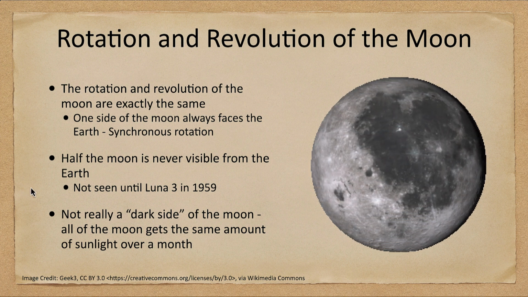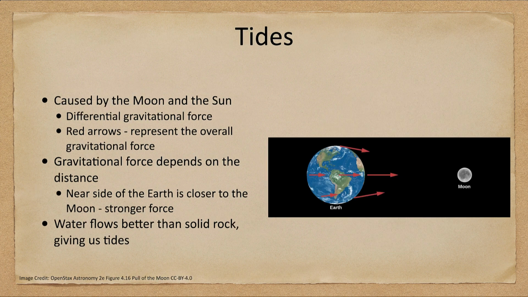Now, what else does the moon do? Well, the moon actually causes tides as well. They are caused by the moon and the sun, and it is caused by a differential gravitational force. Essentially, what that means is that the moon is pulling more on the near side of Earth than it is on the far side of Earth. So we're getting a stronger pull here than we are here. And that means that we will get a distortion. It's trying to tug the Earth, and it will try to deform the Earth.